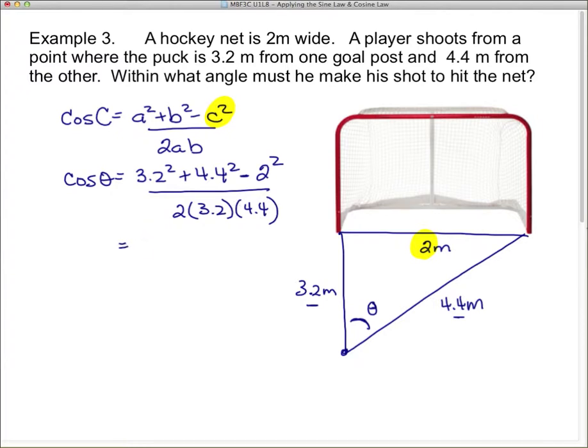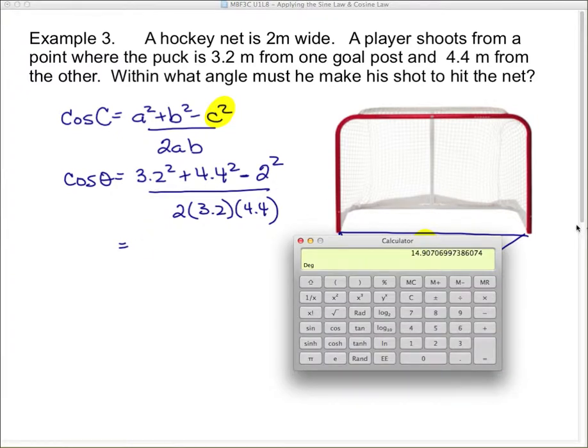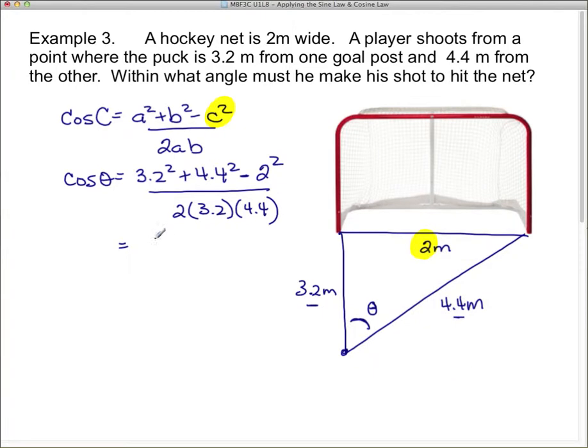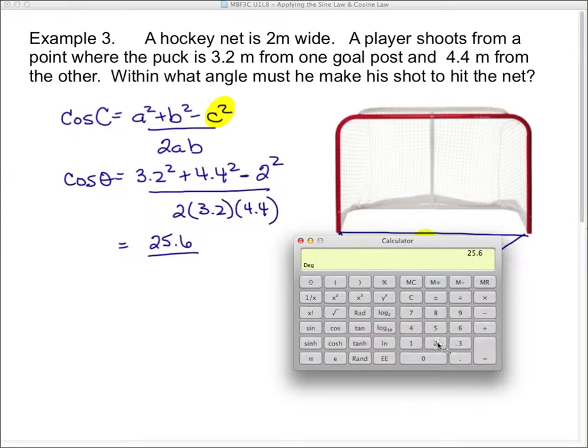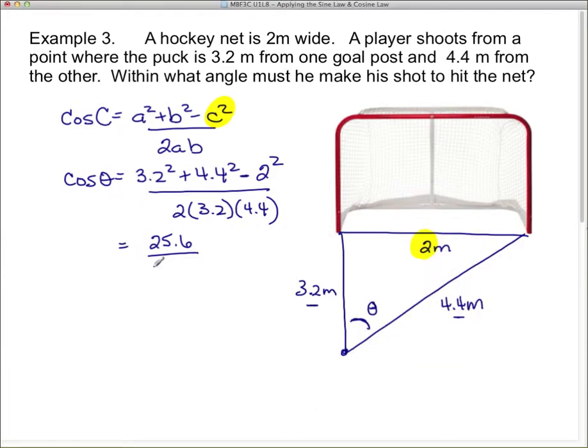Now I'm going to let you watch me type this one in. I'm just going to type the top in straight as it is. Watch me. Here, clear that first. We go 3.2 squared plus 4.4 squared minus 2 squared, which is 4, but you can put in 2 squared, equals 25.6 on top. So 25.6 on the top. And on the bottom, we have 2 times 3.2 times 4.4. So on the bottom, we have 28.16.